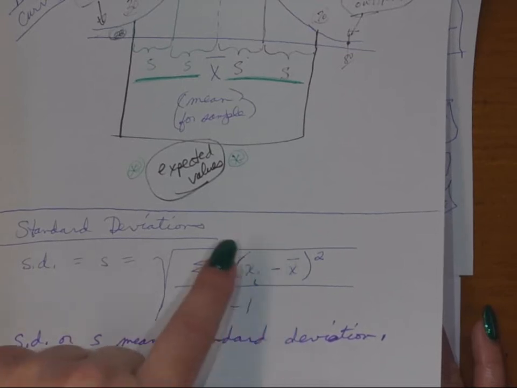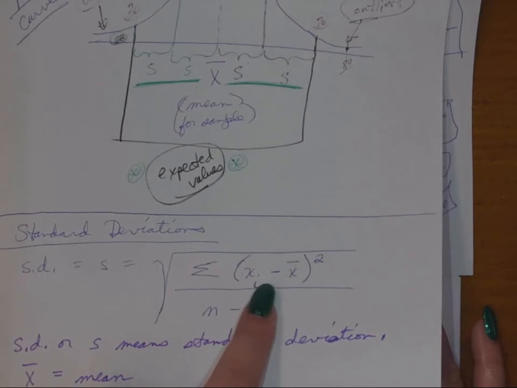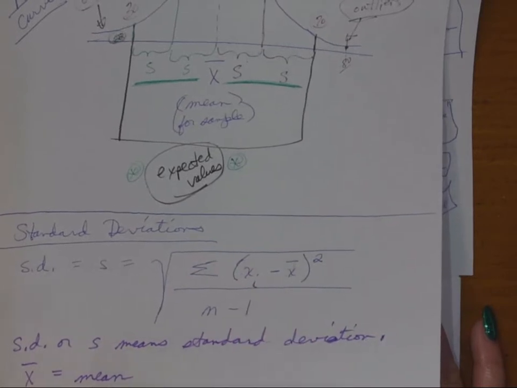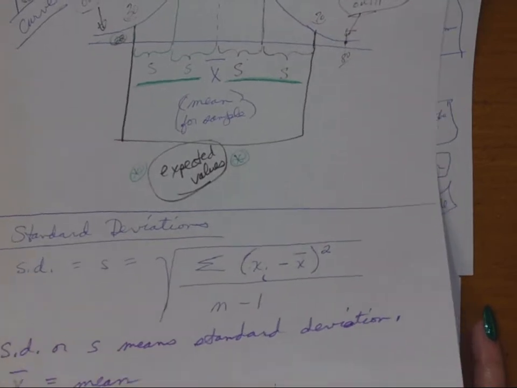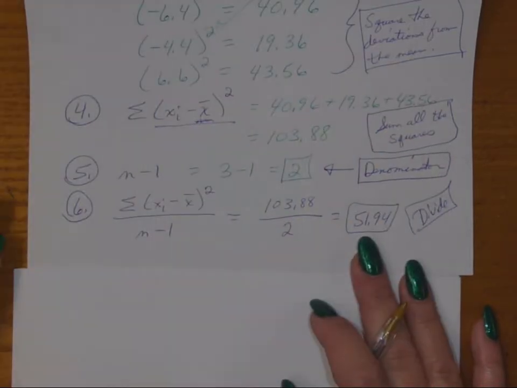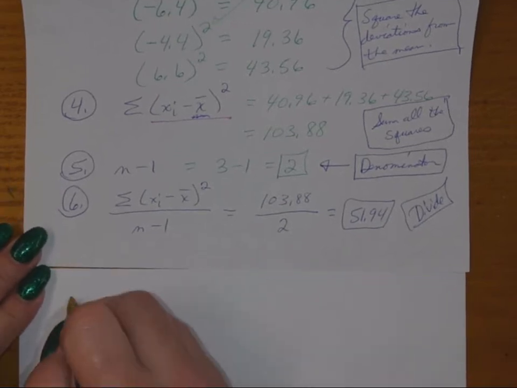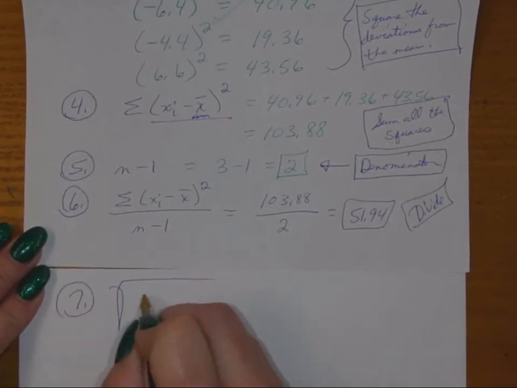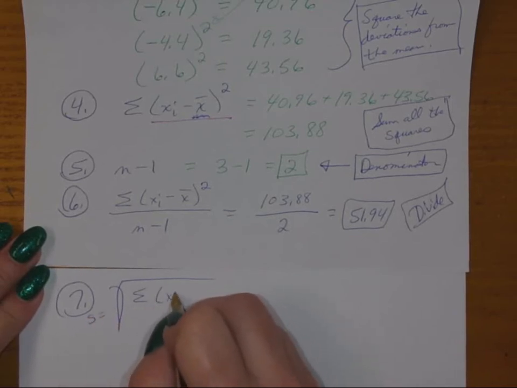So basically what we're looking at here is how far all your data points are from the mean, and we're looking at them as a collection, right? We want to talk about the entire data set. So that's why we have to do that to every single data point. All right, last step. Square root the whole thing. S equals square root of that whole thing.